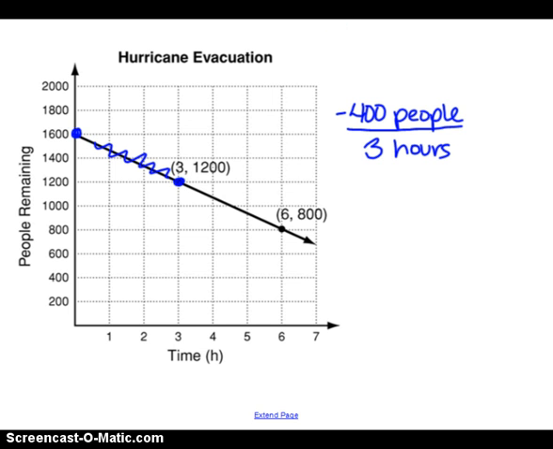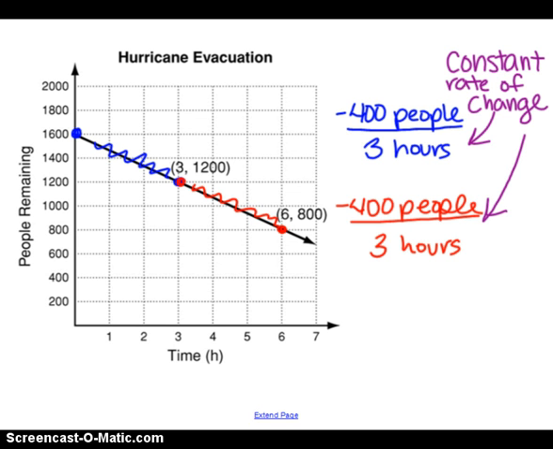However, if we keep going, say maybe from the 3 hour mark to the next point that we have, the 6 hour mark, here we're going down another 400 people, and that 400 people are getting evacuated also in 3 hours. So over the course of the time graphed here, we have a constant rate of change.